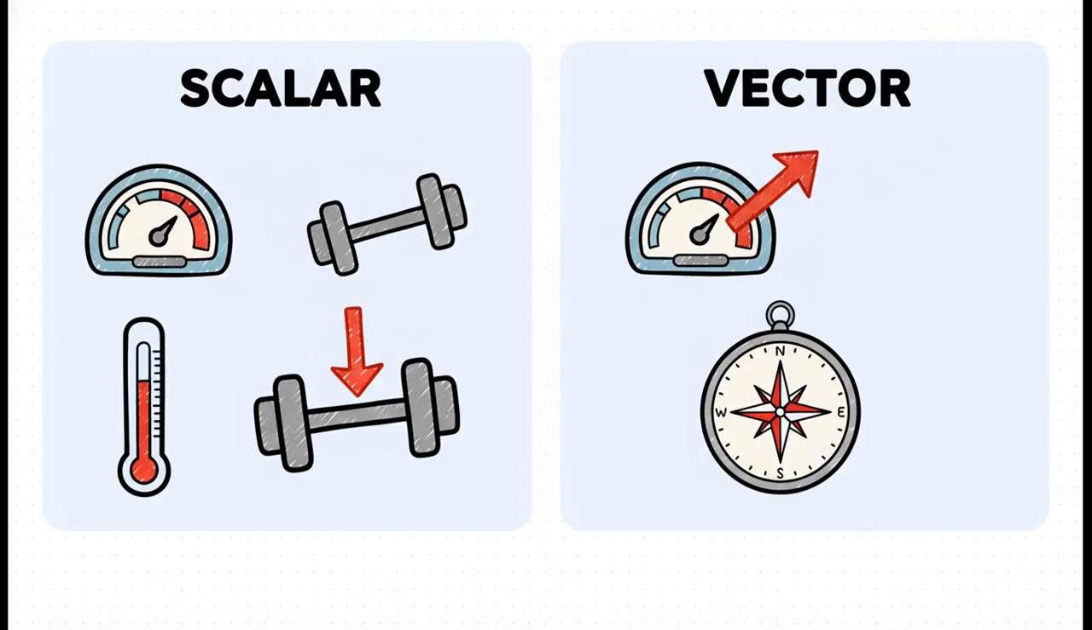A scalar, it's really just a number. That's it. Think about it. 10 kilometers, 5 kilograms, 60 miles per hour. See? Just a magnitude, a size. But a vector, well, a vector is that same number, that same magnitude, but it also has a direction tacked on. So it's not just 10 kilometers, it's 10 kilometers east. It's not just 60 miles per hour, it's 60 miles per hour north. And that extra little piece of info, the direction, it changes everything.